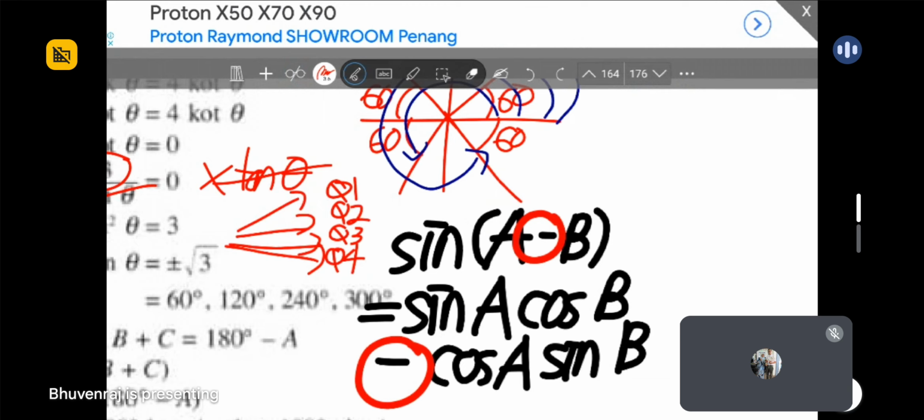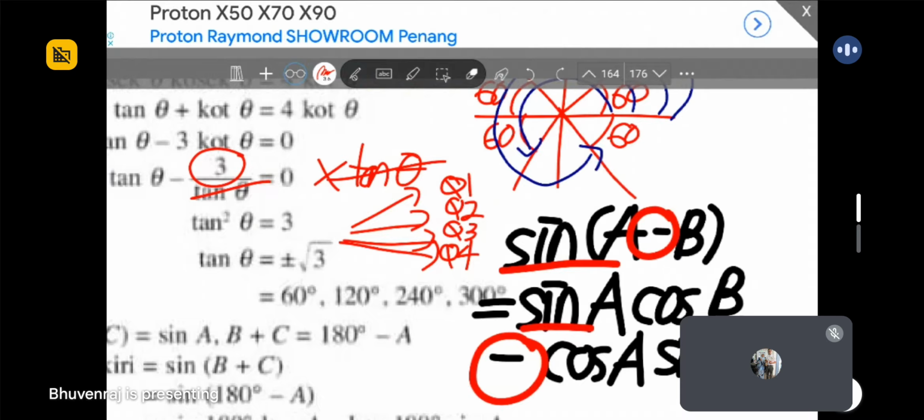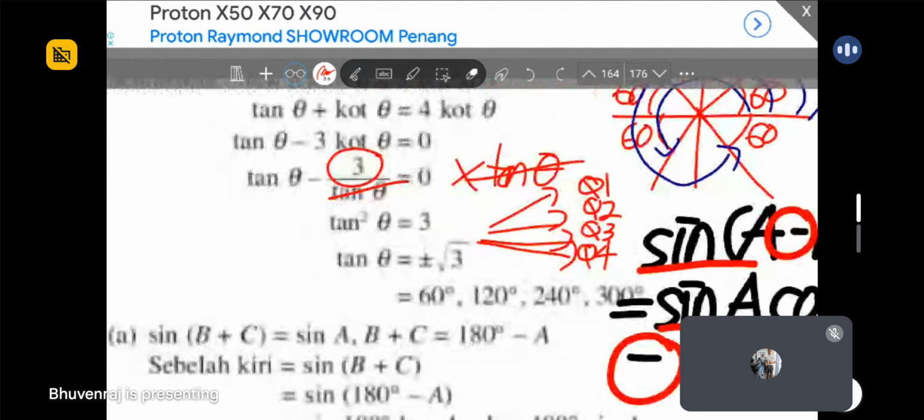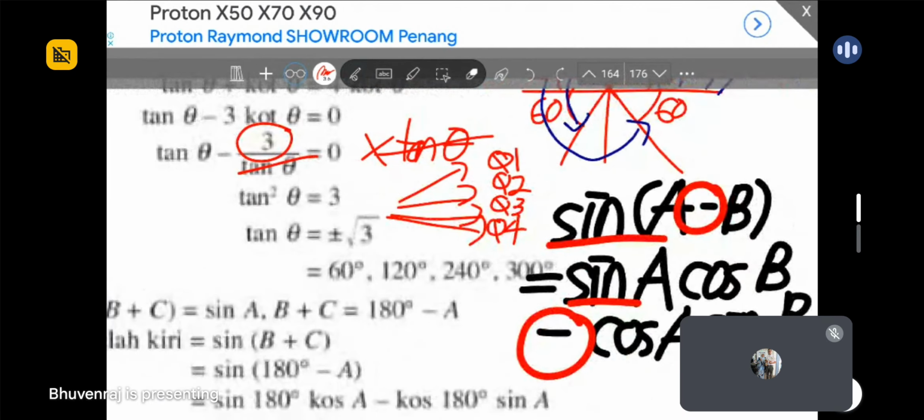And always start with sin. You start your formula with sin, because your double angle formula also starts with sin. Alright, so you will get this answer after expanding. Now press the calculator.